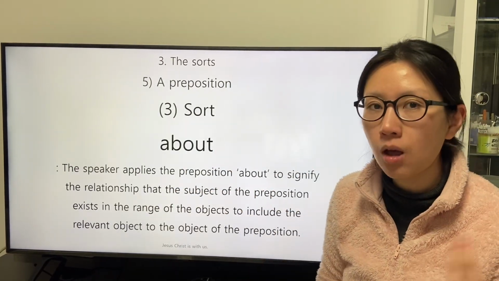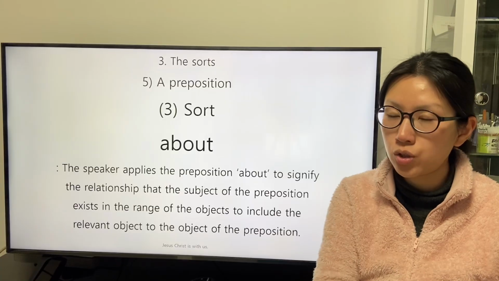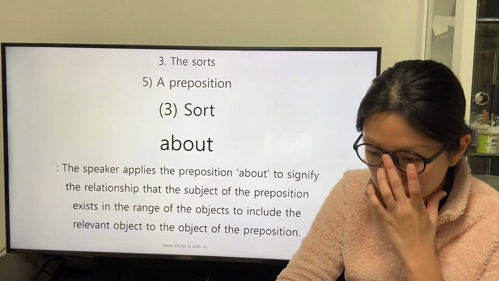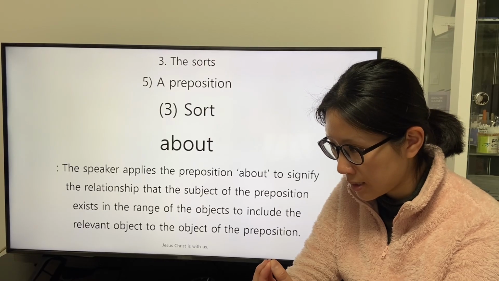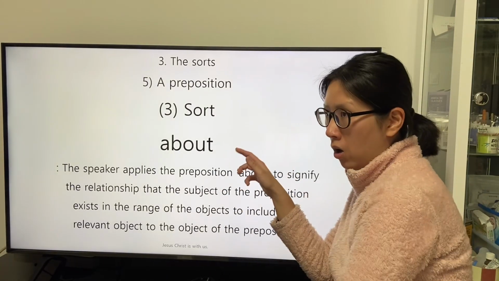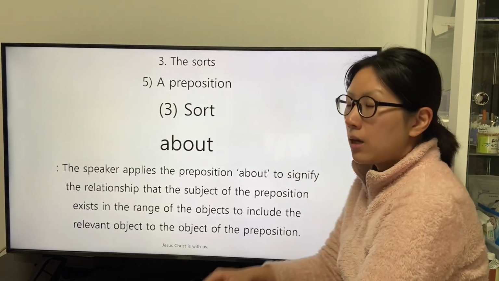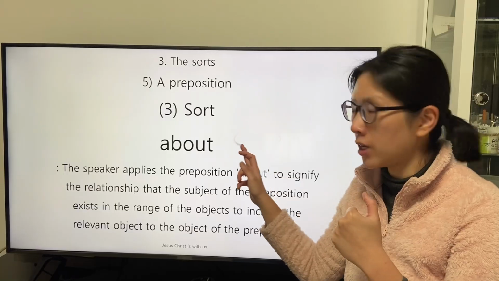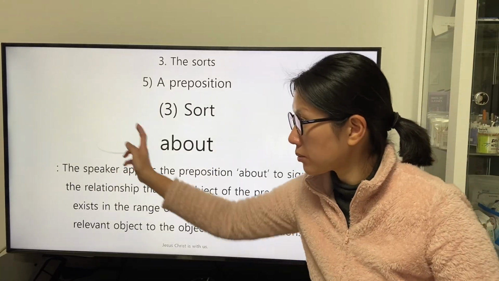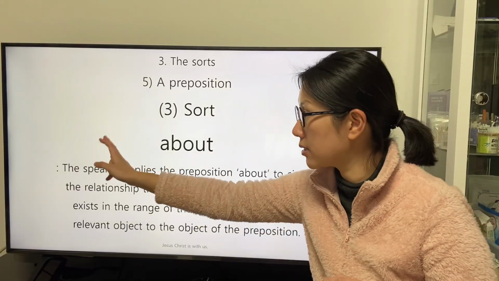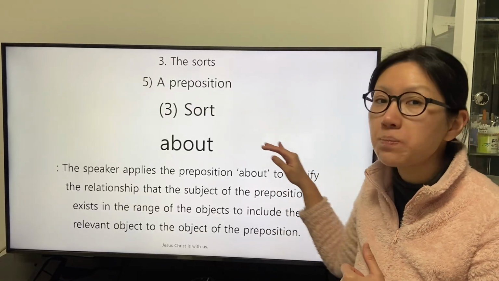The preposition about is applied to describe the subject whose existence is described in a range, including the object of the preposition about. The object of the preposition about is relatively specified, and the existence of the subject is stated to be in a range, including the object of the preposition about.